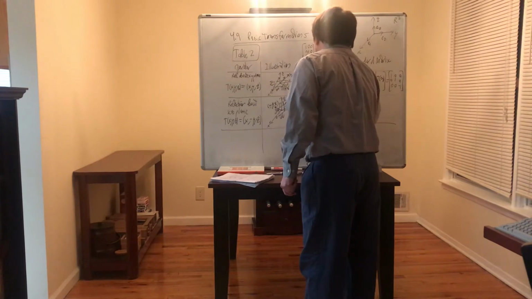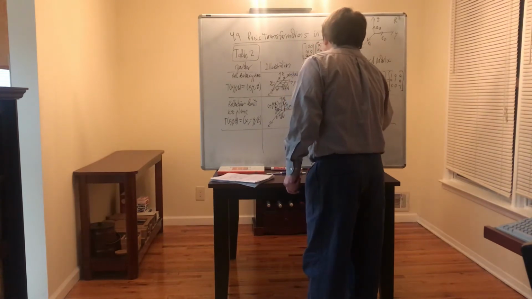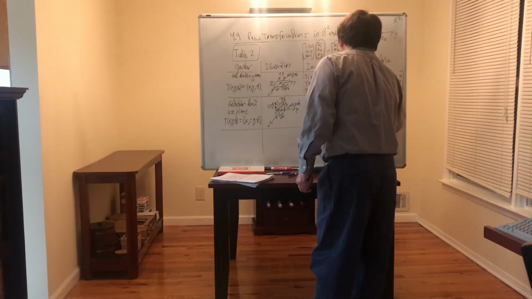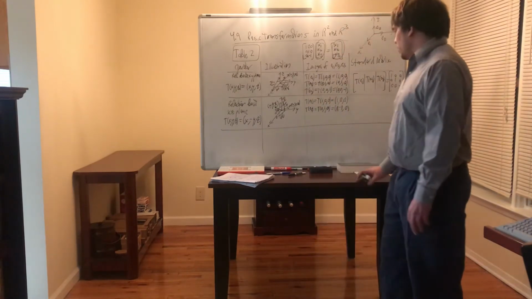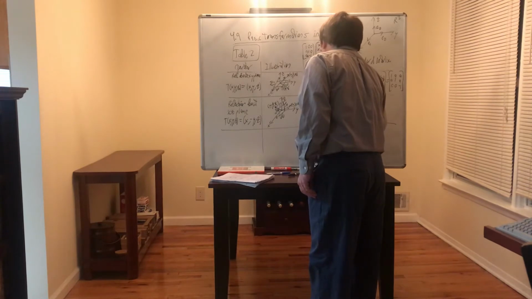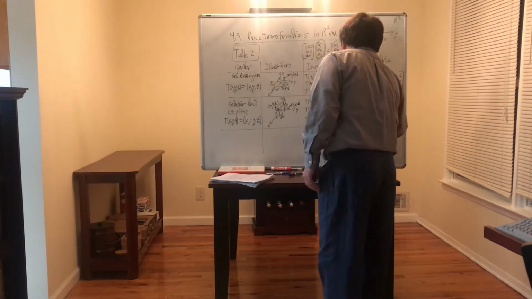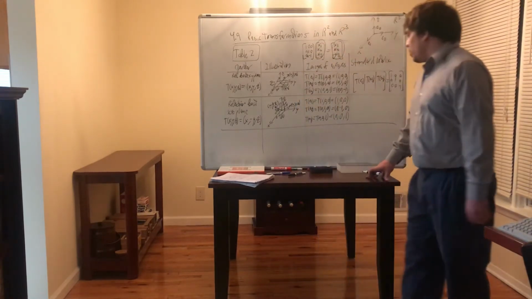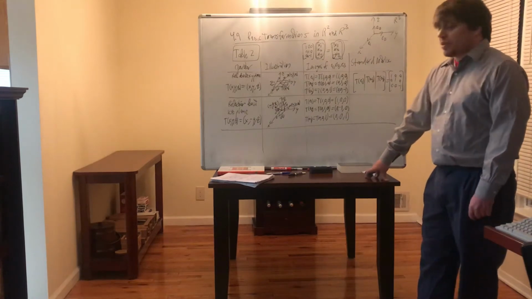T of e2 is t of 0 comma 1 comma 0. Keep the x and z components the same, and you negate the y component, you get 0, negative 1, 0. T of e3 is t of 0 comma 0 comma 1. You keep the x and z components the same, and you negate the y component, and so t of 0 comma 0 comma 1 is 0 comma 0 comma 1.